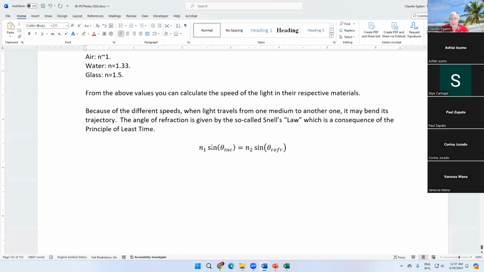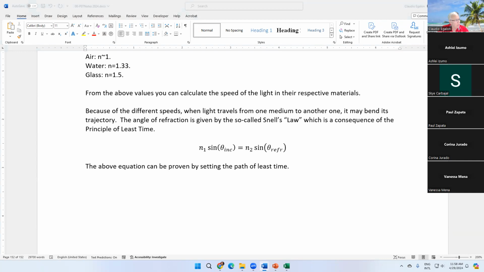The refractive index of the first medium times the sine of the angle of incidence is equal to the refractive index of the second medium times the sine of the angle of refraction. Can you memorize that? We can prove the above equation by setting the path of least time. We don't do that here. Two minutes to go.